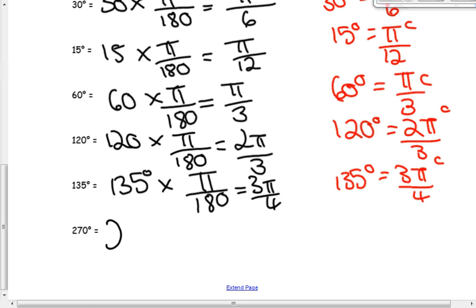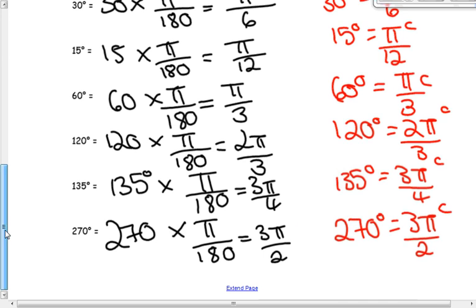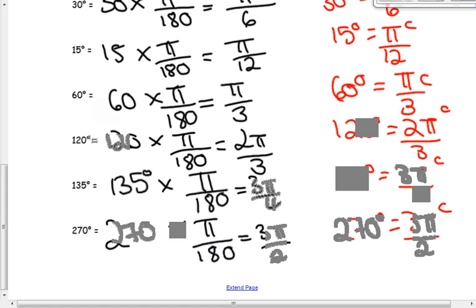And last but not least, 270 degrees, which would be 270 times pi over 180, which would be equal to 3 pi over 2. So 270 degrees is equal to 3 pi over 2 radians. So these are useful to memorise because you don't want to be spending time in your exam working out radians from degrees.